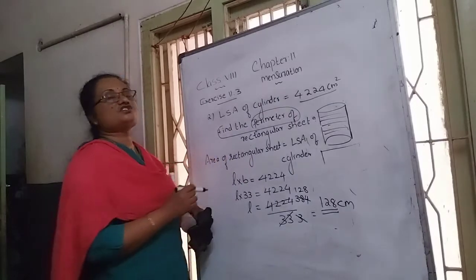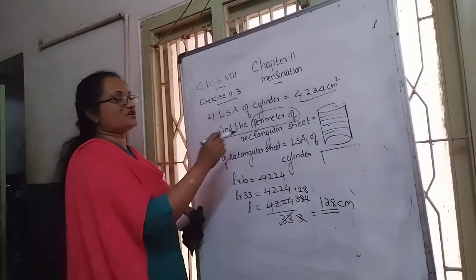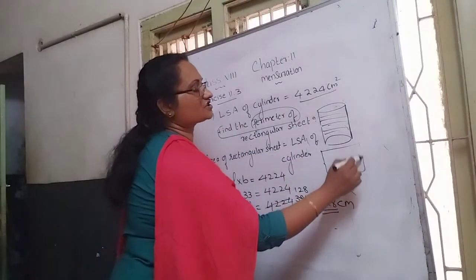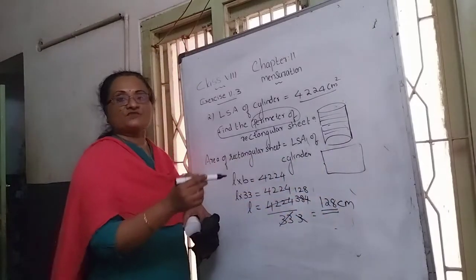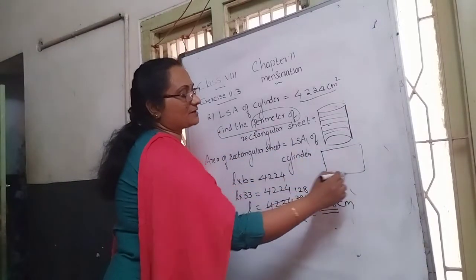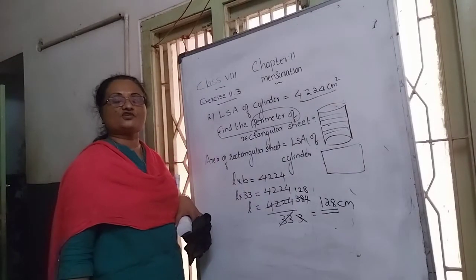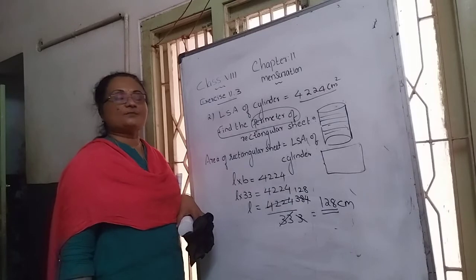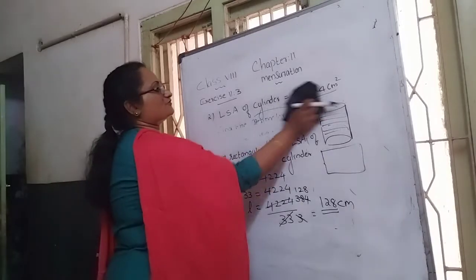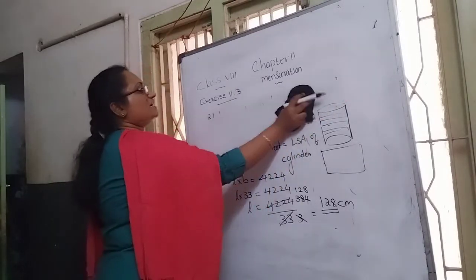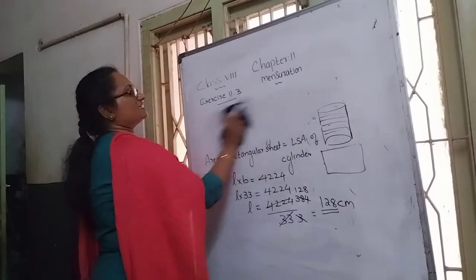Find the perimeter of the rectangular sheet. Perimeter represents the distance around the boundary. What is the formula for finding the perimeter of a rectangle? 2 into (L plus B) is the formula. Apply that formula and find the perimeter of that paper.